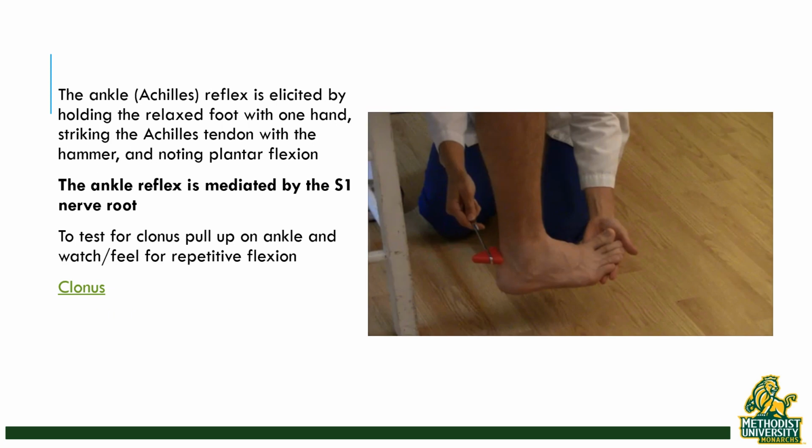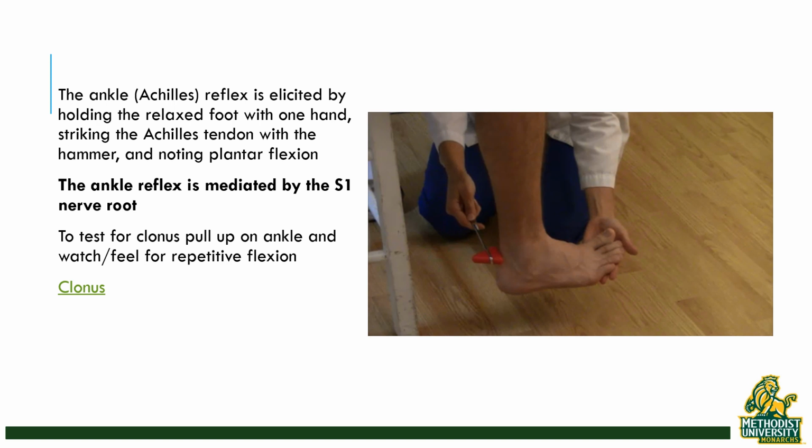We elicit the Achilles reflex, or the ankle reflex, by having the patient relax their foot, maybe holding it up a little bit, and then hitting the Achilles tendon with the broad side of the hammer, feeling for a plantar flexion as you hold the foot. The ankle reflex is mediated by S1. To check for clonus, we briskly pull up on the ankle and feel for that repetitive flexion motion.